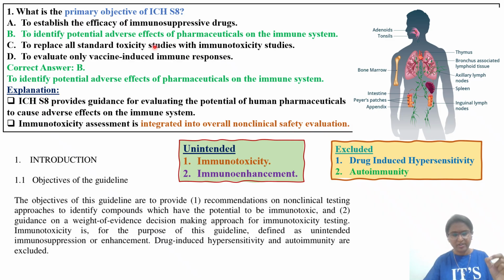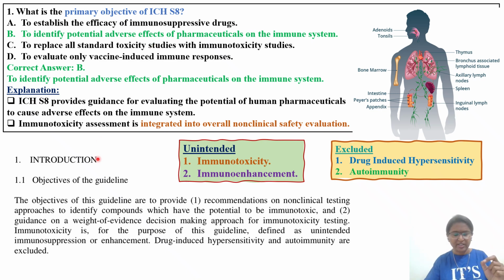Okay, it is not replaced; it has to be integrated. So along with the battery of toxicology tests, you can include the immunotoxicity endpoints, whatever they are, in the same 28-day study, 90-day study, 6-month or 9-month study. You can add it to those repeat-dose toxicology studies. So let's see what the guideline is saying.